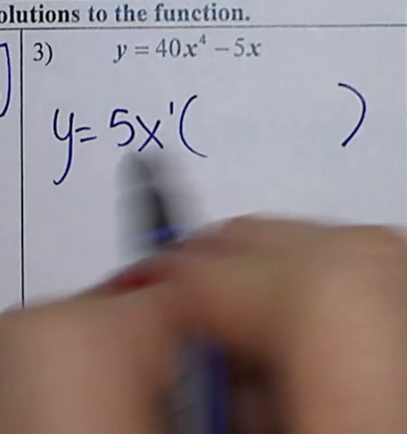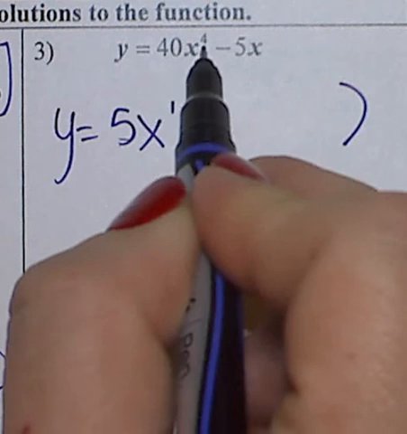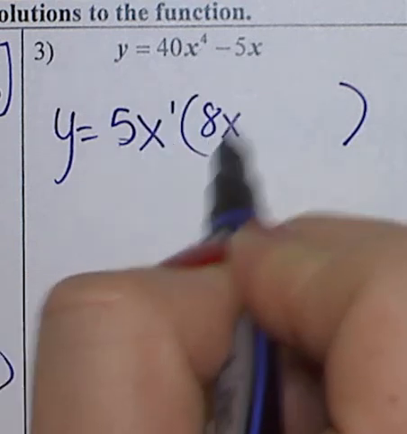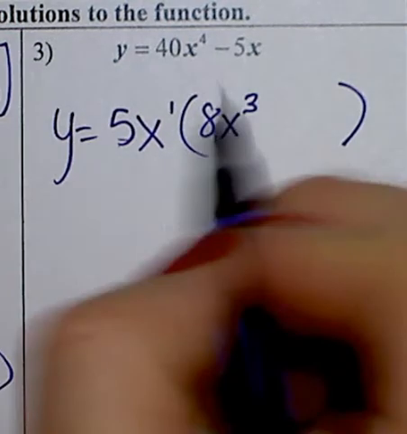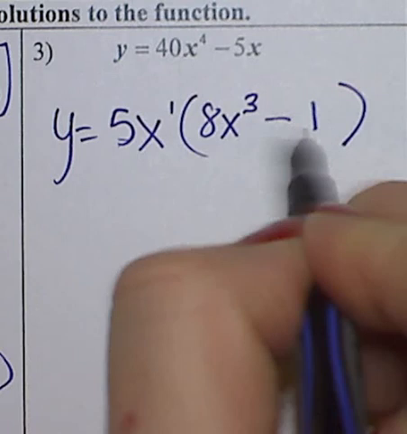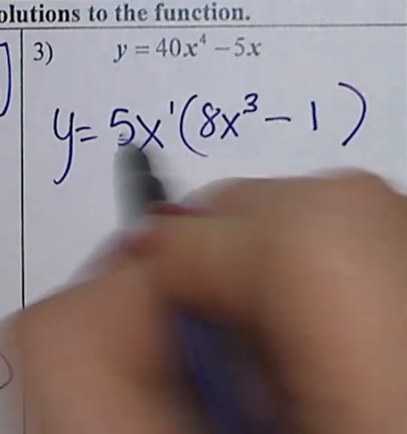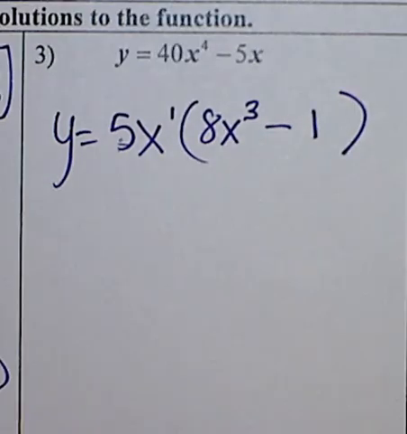5 times 8 is 40. I need a total of 4 x's. I only have 1. I need to put 3 more down. 5 times negative 1 is negative 5. I need 1x, and I already have it. This is not factored form yet.